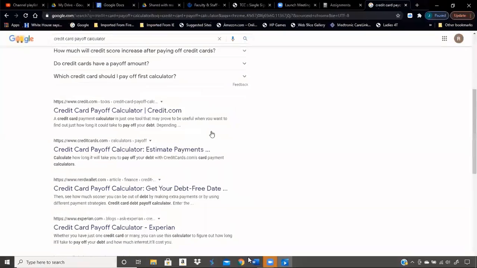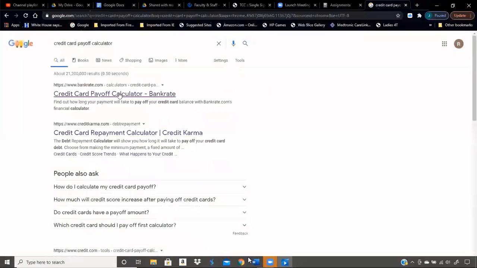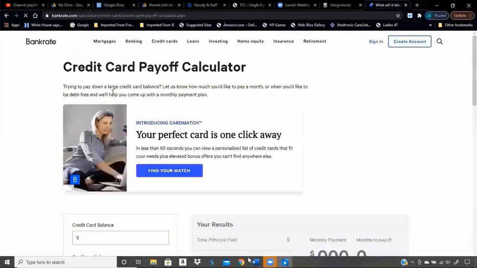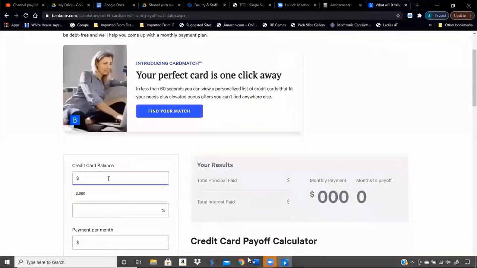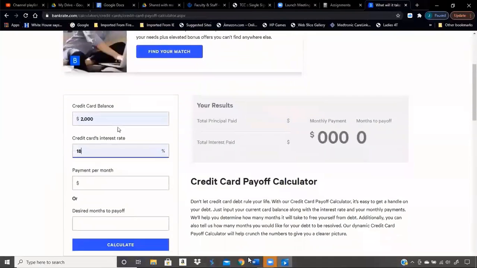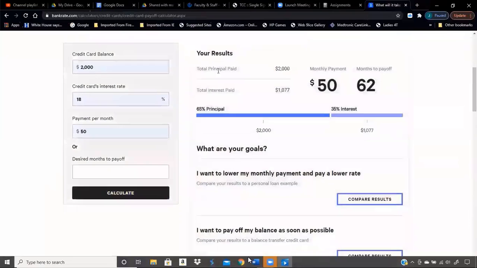And the first one, this is my site, not my site personally, the one I really like. We started with a balance of $2,000. You can see I've done this before. An APR. Now, when it says interest rate, that means the annual interest rate, not the periodic rate. And then the payment per month, we say we were making $50 payments. And look at that. In the snap of a finger, it did everything for us.